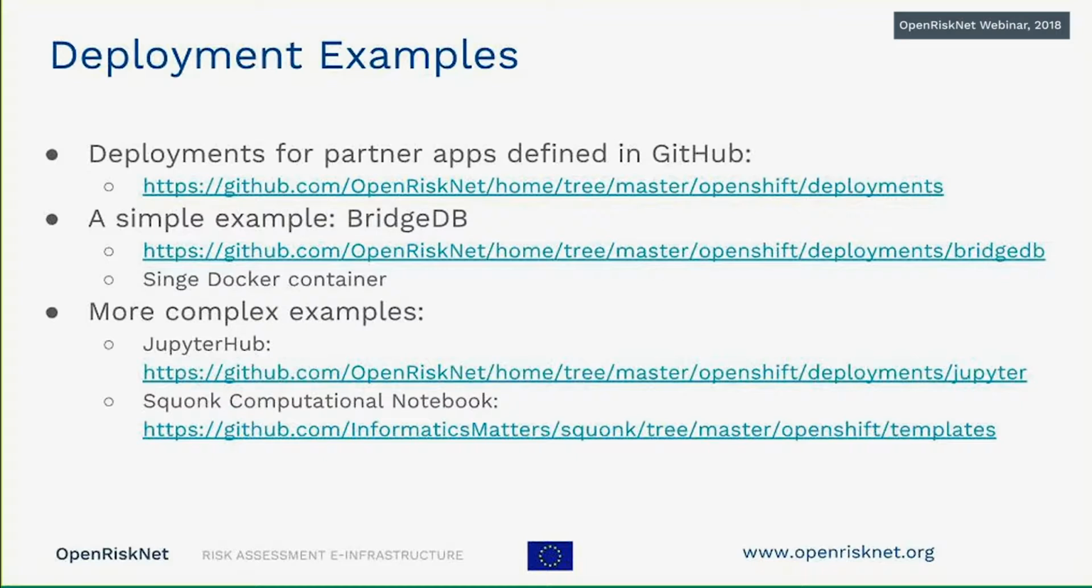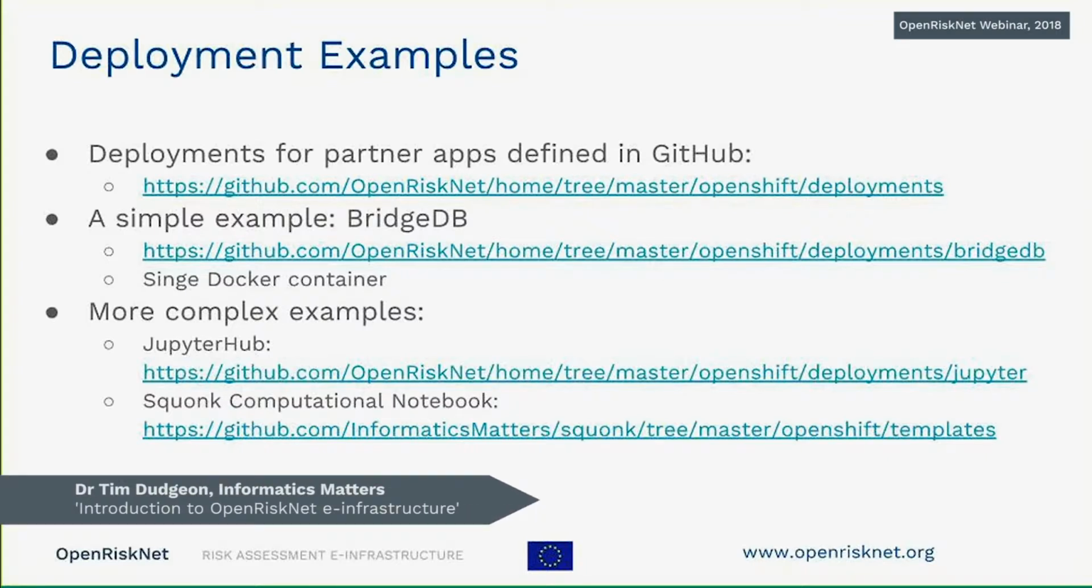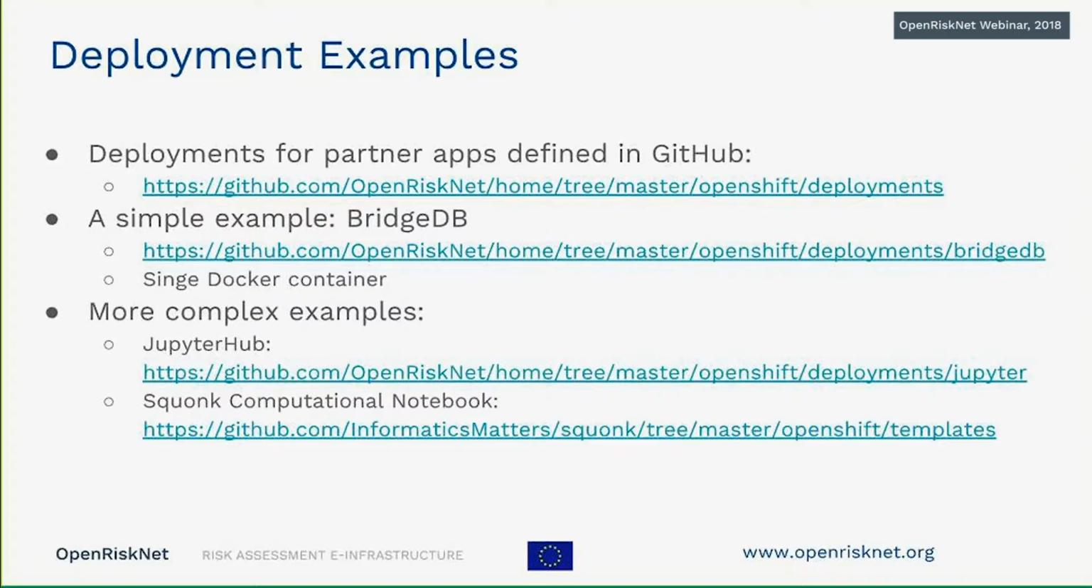But some applications are a lot more complex. A couple of examples towards the bottom here: Jupyter Hub, which provides us access to Jupyter notebooks running within the environment, and the Squonk Computational Notebook, which is a workflow tool that we'll be talking about later. A visual workflow tool designed much more towards the end user scientist. These are much more complex applications with lots of components. So if you want to get an idea of the sort of complexity you can move to and deploy, then those are good examples to look at.